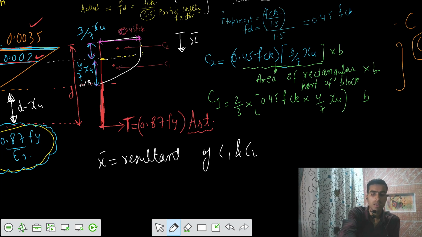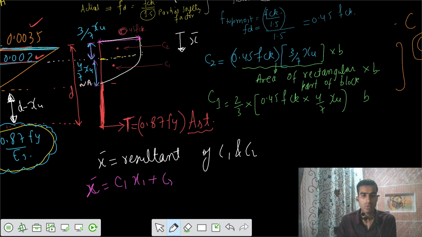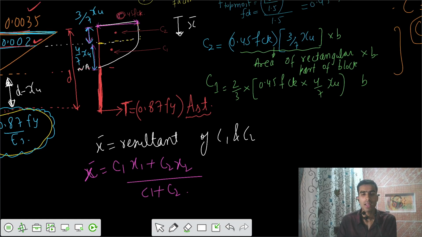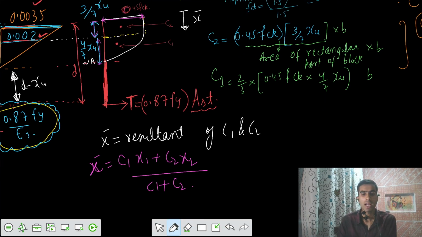Resultant of C1 and C2 from the top. Let's try to calculate that value. I would say that value would be equal to (C1 X1 plus C2 X2) divided by (C1 plus C2). We need to get the value of X1 and X2. Can you get the value of X1 and X2 from the top? That's the centroid of the first compressive force and the centroid of the second compressive force.